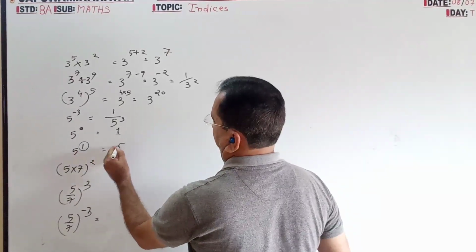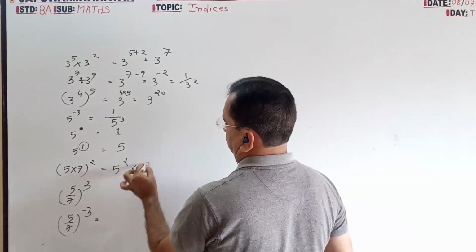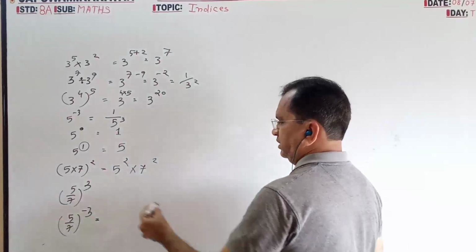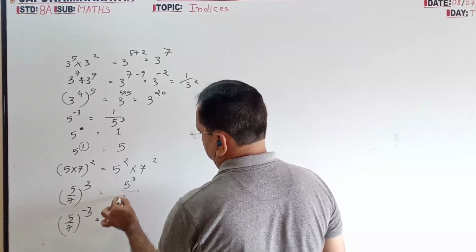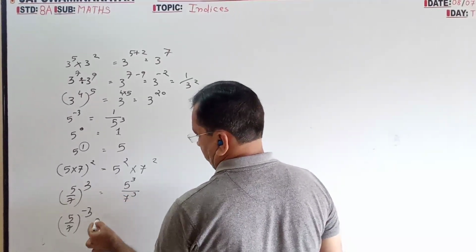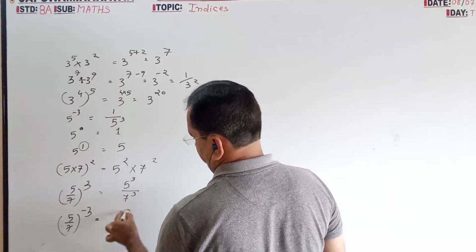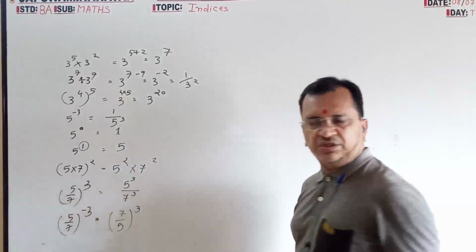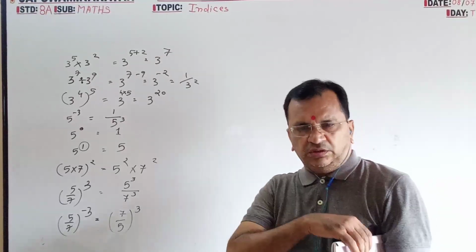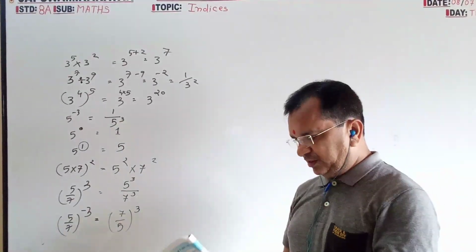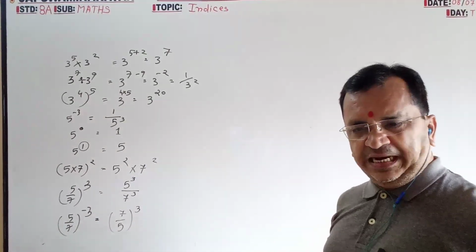1 times 5 means only 5. Different base: 5 raised to 2, 7 raised to 2. Now different base: 5 raised to 3, 7 raised to 3. Now from negative to positive, 7 by 5 raised to 3. Correct? Ulta. So the previous rules which I have given, now we have used.